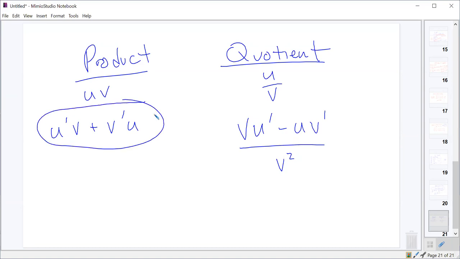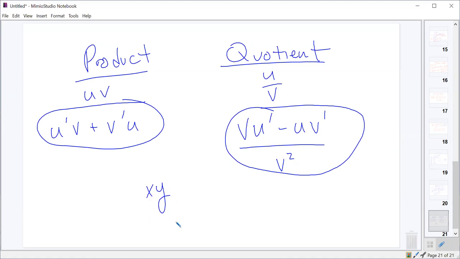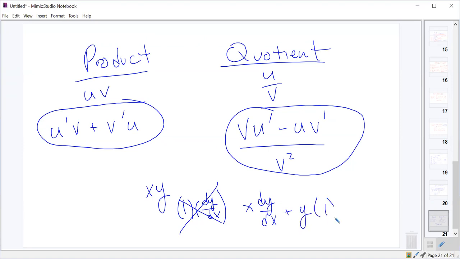This also applies when you're going into doing implicit differentiation. If you see something like xy that you need to differentiate, you need to do x times the derivative of y plus y times the derivative of x. A lot of people just go in and try to call this 1 times dy dx if we're differentiating with respect to x, but that's not the case. It needs to be x times the derivative of y plus y times the derivative of x, right? We'll talk more about implicit differentiation in a bit, but just don't forget that the product and quotient rules apply in there also.